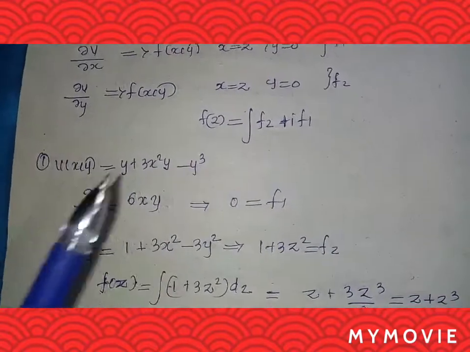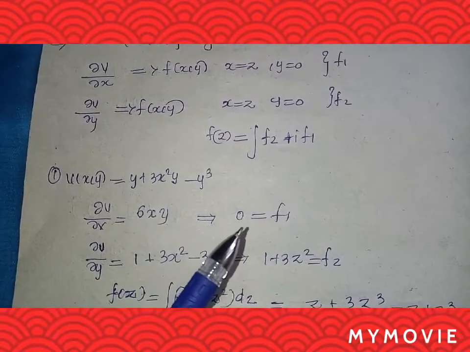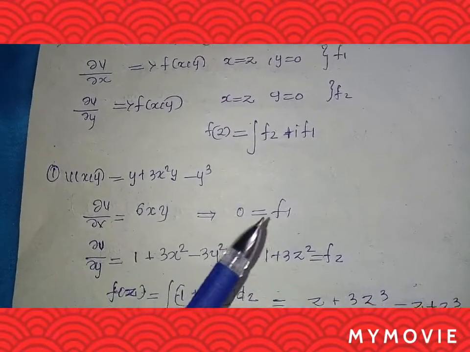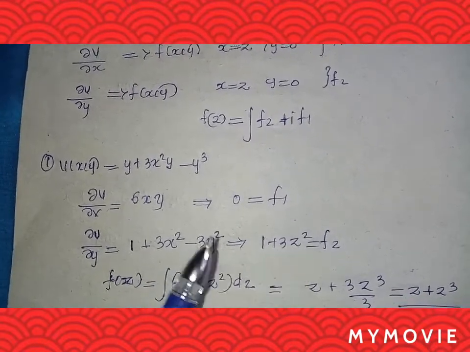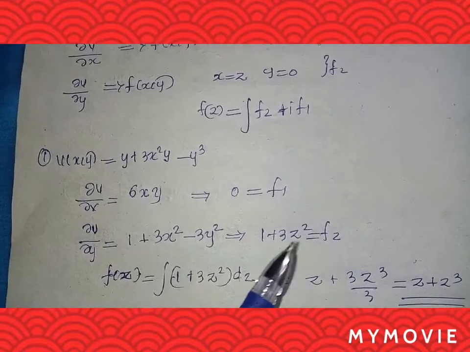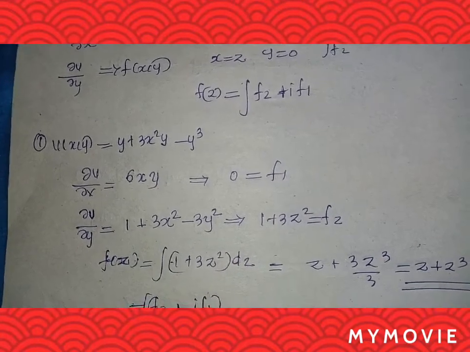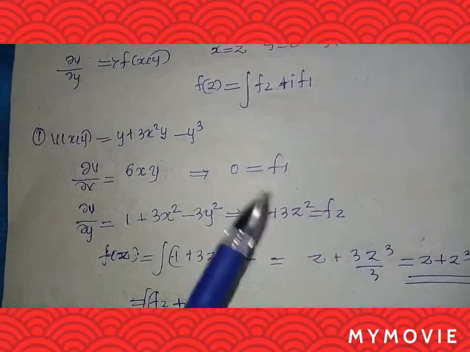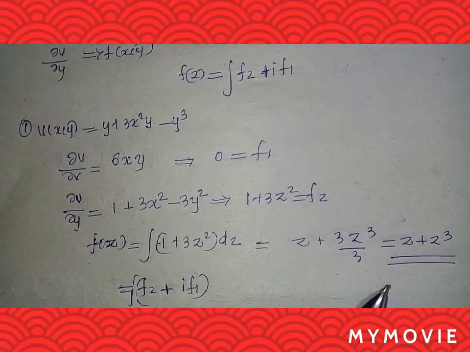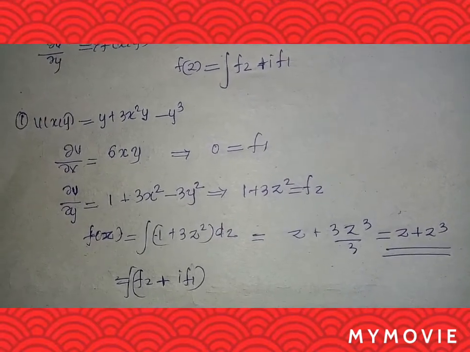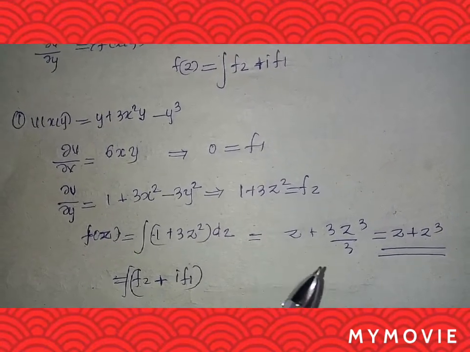So consider this question, where v(x, y), the imaginary term, is given. ∂v/∂x is 6xy, which is equal to 0 when x equals z and y equals 0, that is f1. ∂v/∂y is equal to 1 plus 3x² minus 3y². When x equals z and y equals 0, we get the function 1 plus 3z², that is f2. So f(z) is the integral of f2 plus i f1, here only f2 exists, that is the integral of (1 plus 3z²) dz, which is z plus 3z³/3, equal to z plus z³. Okay, so we have to learn by heart the formula f2 plus i f1.